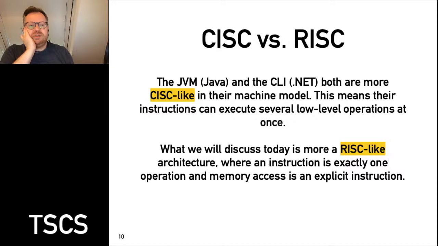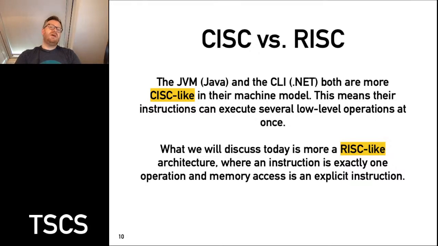Just as an excursion, let's talk quickly about machine models. Typically, the two instruction models you usually have are CISC and RISC, and Java and .NET CLI are both more or less CISC in their machine model. That means that their instructions can execute several low-level operations at once.